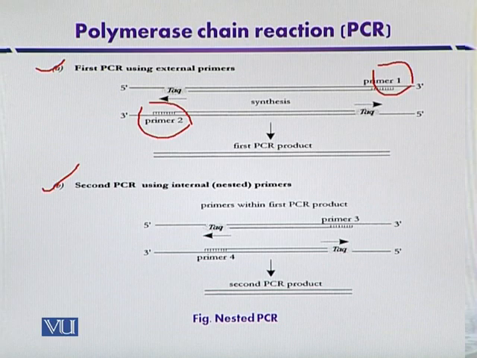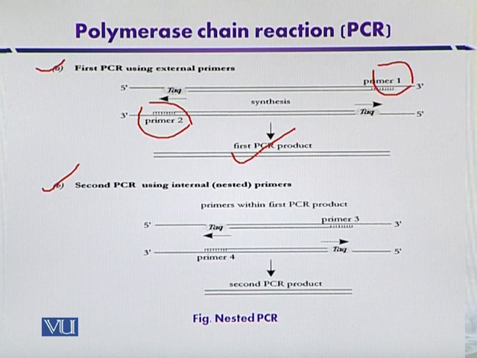And normally Taq DNA polymerase is used in this process. And it will lead to the synthesis of the first PCR product here. So the first PCR product is synthesized by using the first set of primers. Now the product of the first reaction is subjected to a second PCR cycle or second PCR reaction, maybe in a separate vial. So second PCR using internal or nested primers.